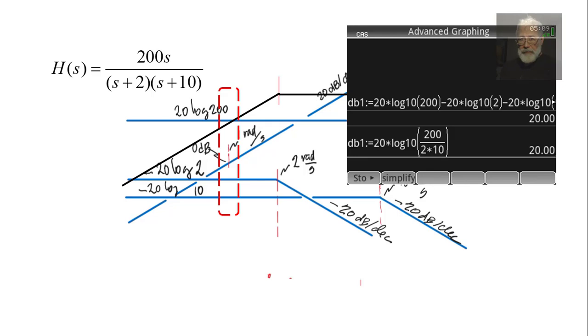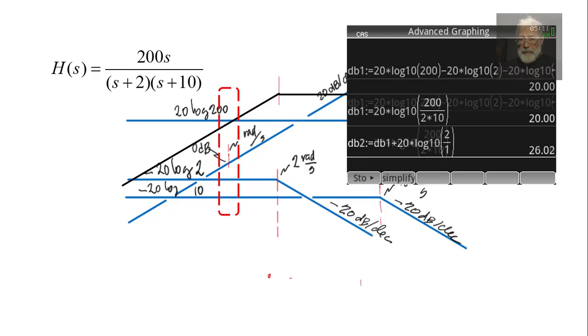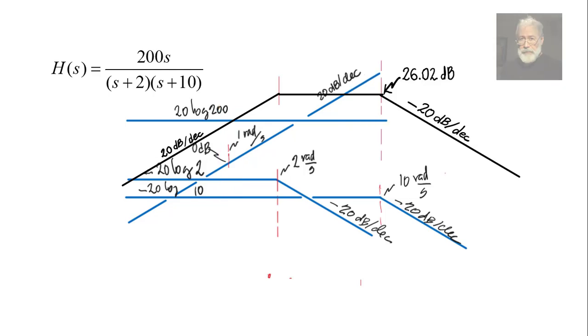That is the value of the total approximation at 1 radian per second, 20. What is the value of the first corner at 2? It will be 20 plus the slope, which is also 20, multiplied by the number of decades between 1 radian per second and 2 radians per second. The value is 26.02 decibels. And with that, we are ready. That is the completed amplitude plot for the transfer function. However, we also need to find the phase plot. Let's do that.